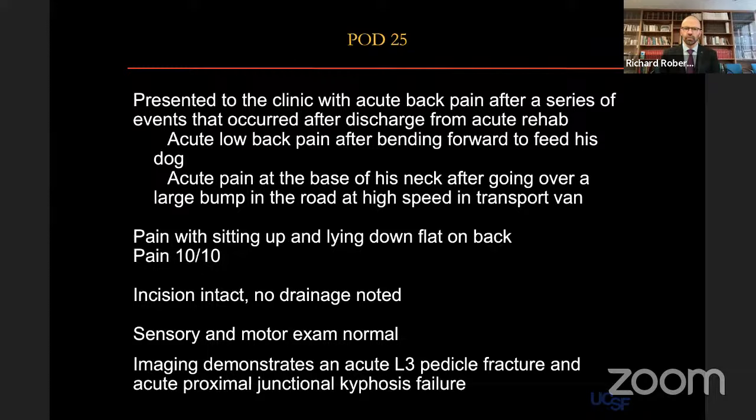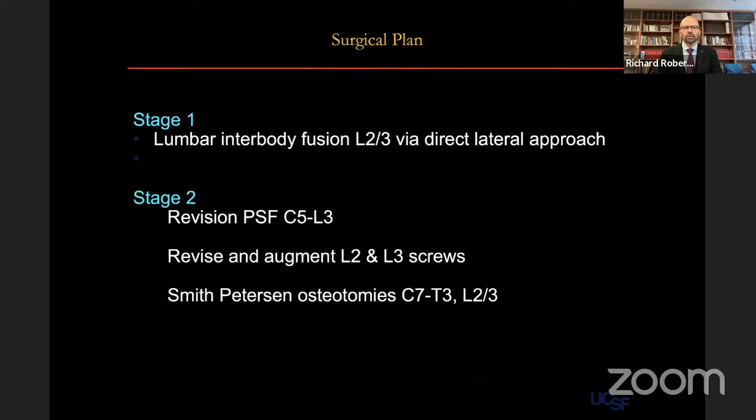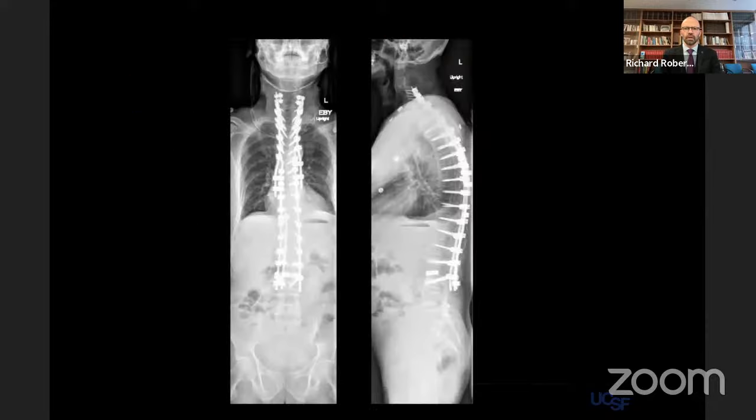Sensory and motor exam was normal. But on imaging, we can appreciate the proximal and distal junctional failures here. So our plan was a two-stage procedure. We plan to do a lumbar interbody fusion at L2-3 via direct lateral approach. And second stage would be a revision of the posterior fusion up to C5. We plan to revise and augment the L2 and L3 screws and do osteotomies up to C7 and then at L2 and L3. You can see that postoperative imaging here.